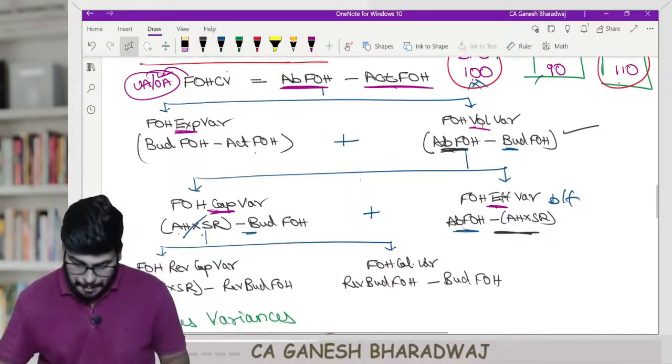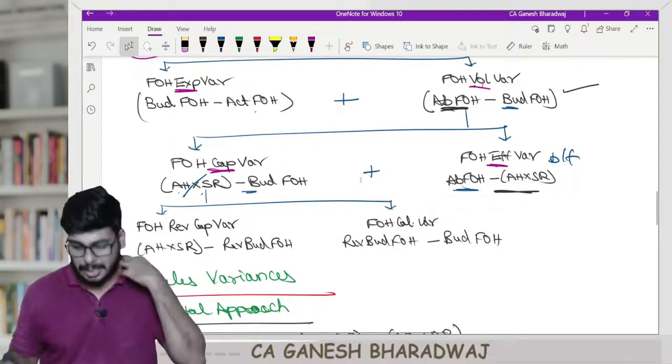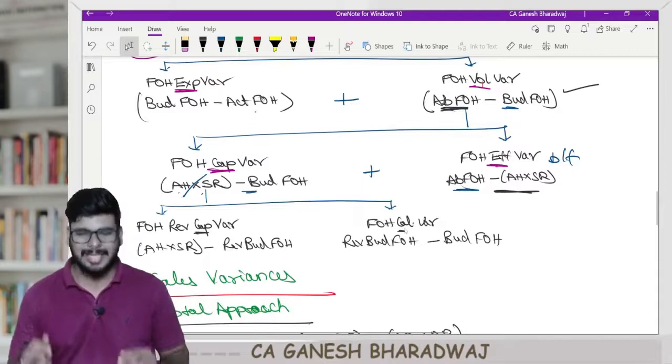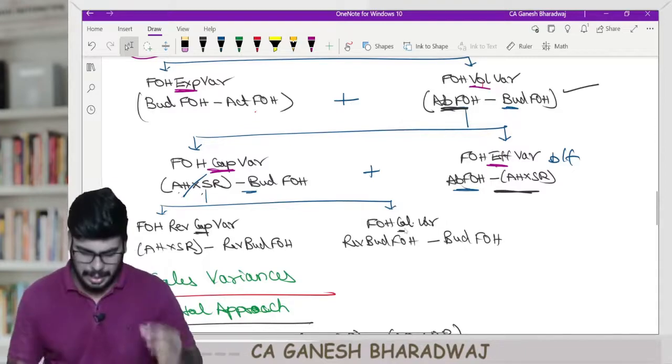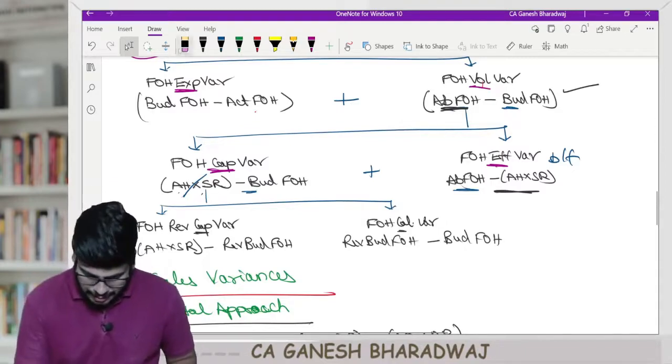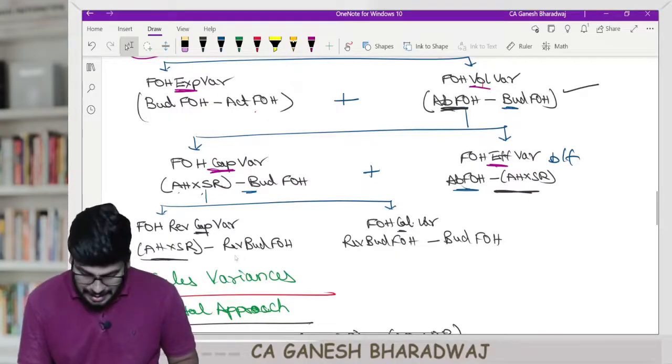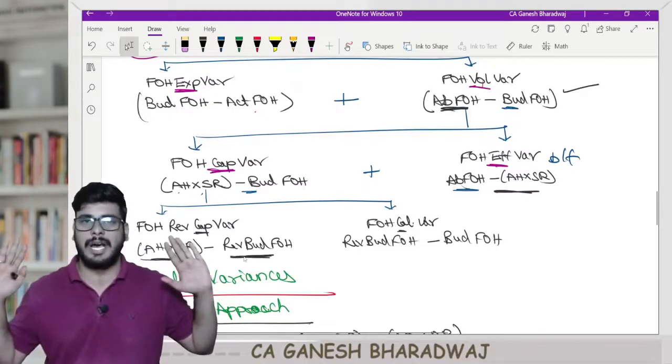Now it doesn't stop here. The capacity variance is further classified into two: the revised capacity variance and calendar variance. Very simple. It is just one small tinkering they do. It's going to be AH into SR minus revised budgeted fixed overheads. Are you clear with this?